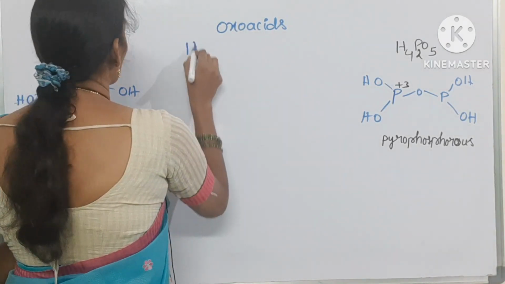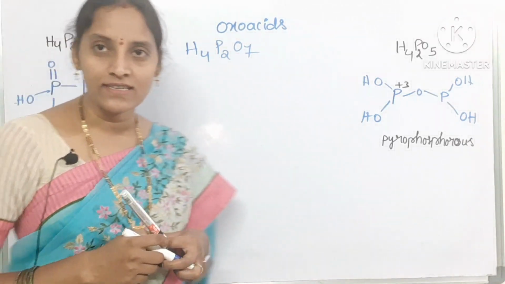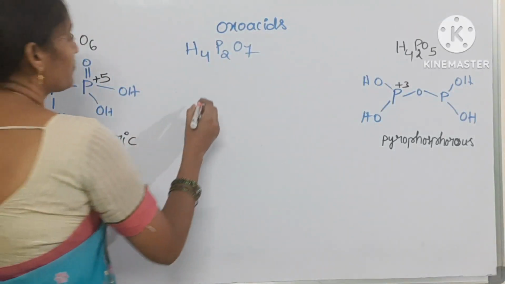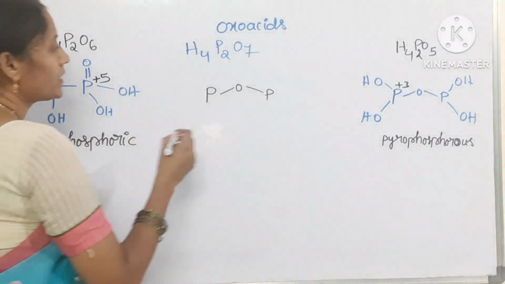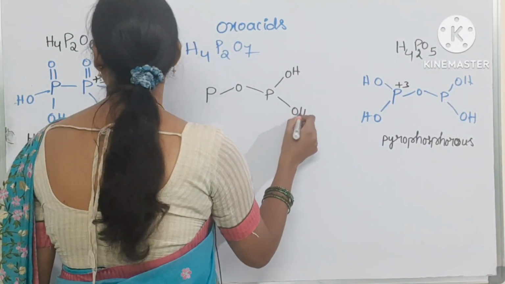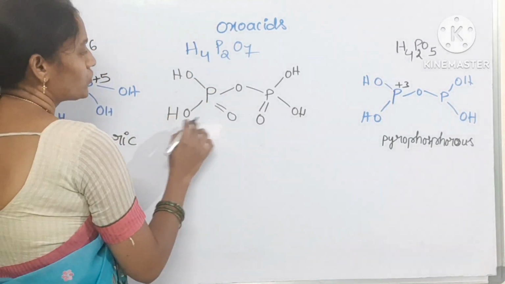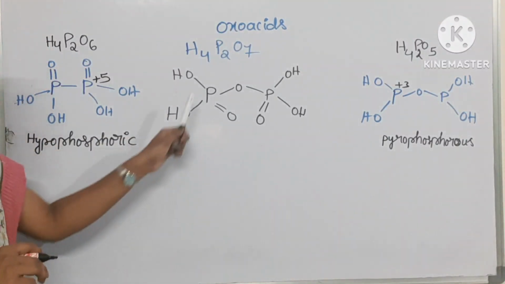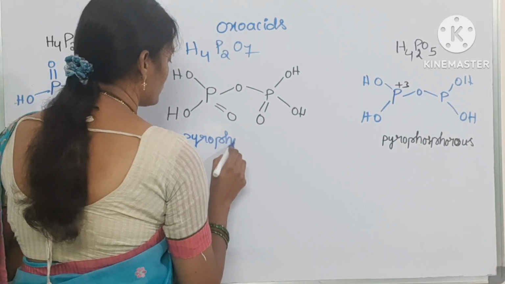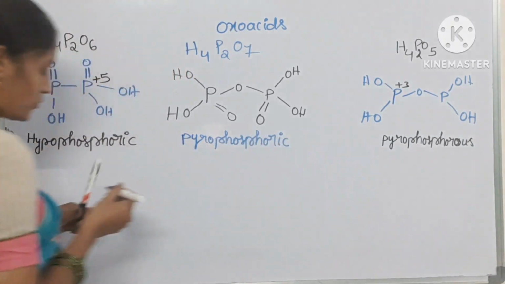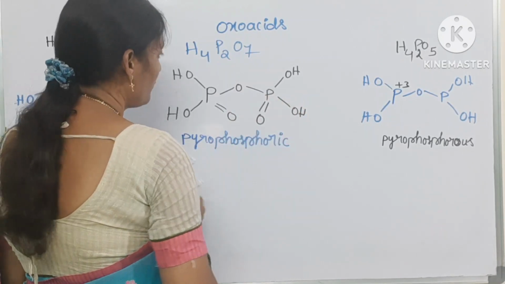Next one you can see H4P2O7. This is the pyrophosphoric acid. Its structure you can see, 2 phosphorus atoms connected by a single oxygen atom, remaining OH and double bond O, OH. See 1, 2, 3, 4, 5, 6, 7 oxygens, 4 hydrogens, 2 phosphorus atoms are there. Its name is pyrophosphoric acid. You can see its oxidation state also +5, -1, -1, -2, -1. So its oxidation state is also +5.